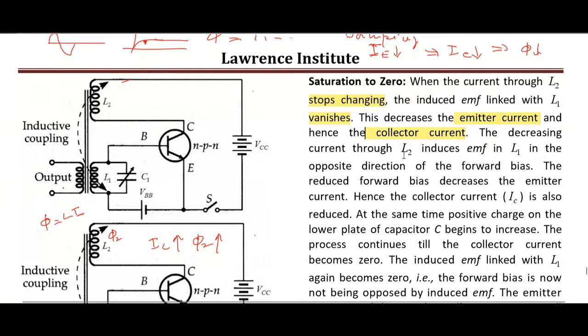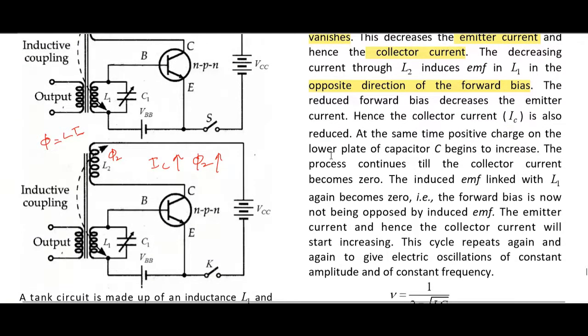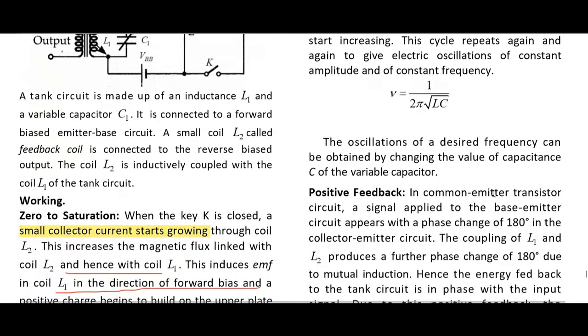The decreasing current through L2, now phi falls. If phi falls, then coupling again starts. Because this opposes the fall in current, and now induced EMF will be produced and there will be coupling here. Hence collector current IC is also reduced. At the same time, positive charge. Now we have explained it all. We don't need to go through it.